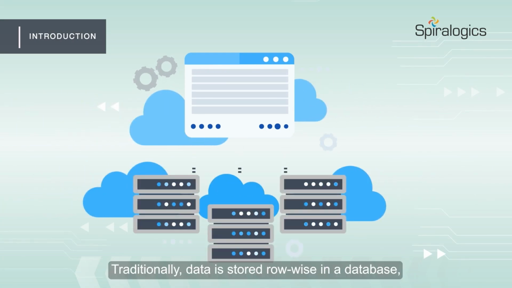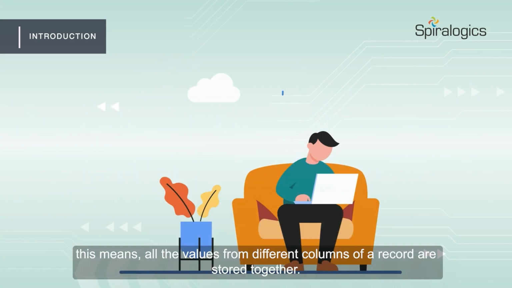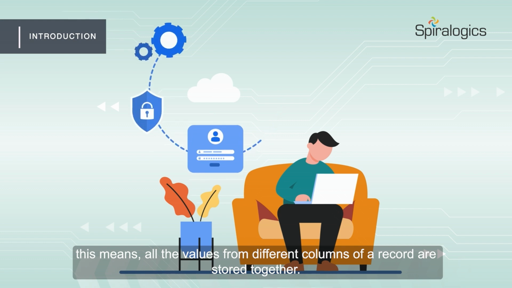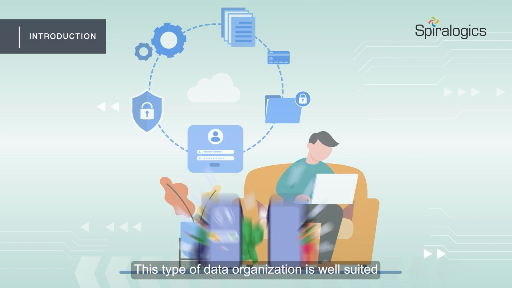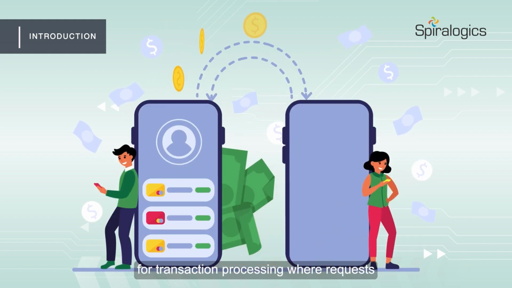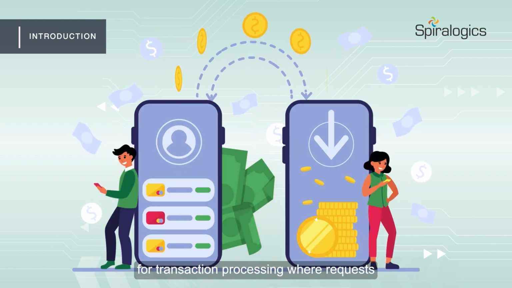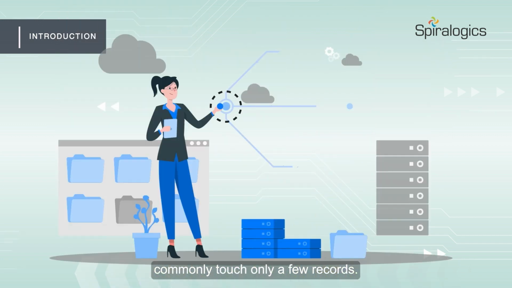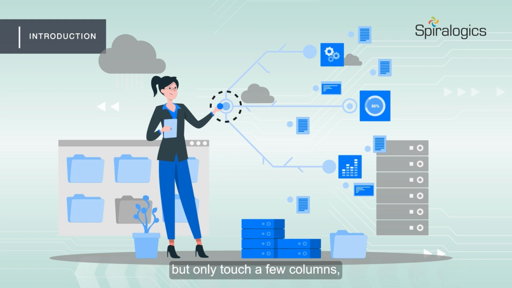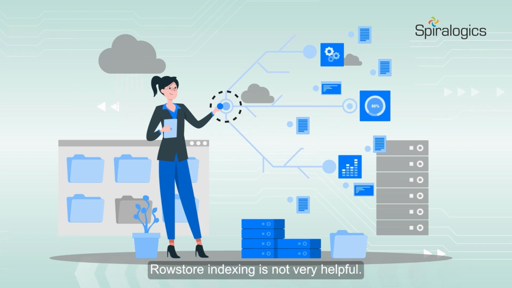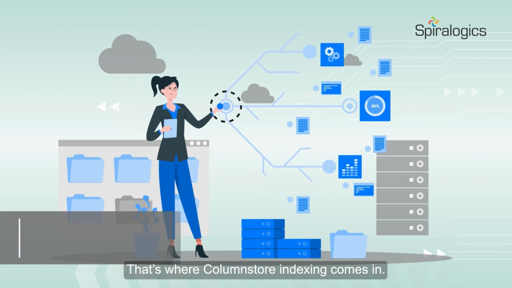Traditionally, data is stored row-wise in a database. This means all the values from different columns of a record are stored together. This type of data organization is well suited for transaction processing, where requests commonly touch only a few records. But for data warehousing, where we generally scan many records but only touch a few columns, row store indexing is not very helpful. That's where Columnstore Indexing comes in.